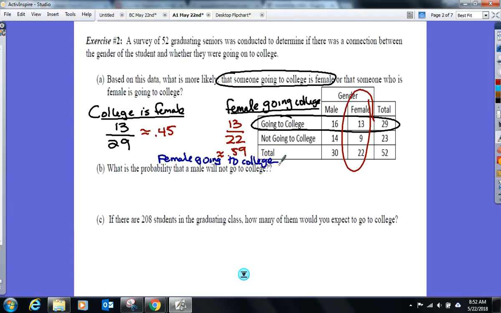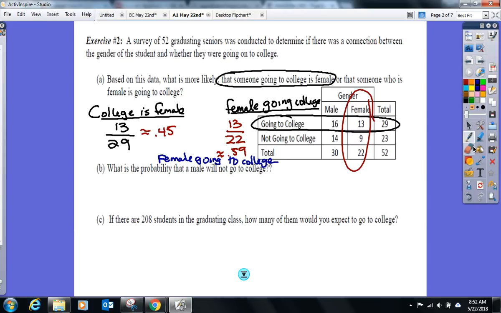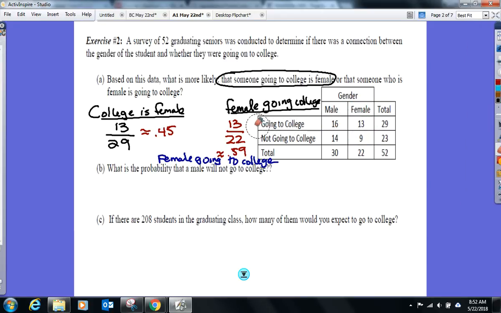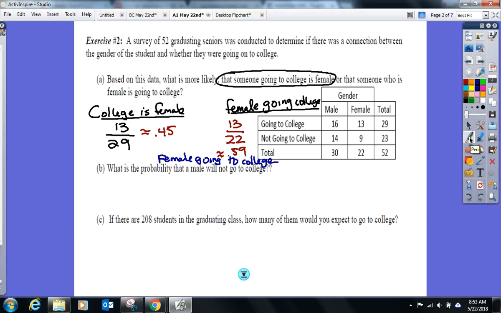Okay, female going to college. Probability that a male will not go to college. So what column are we looking under here? Which column are we going to look under here? Male or not going to college? What's the probability that a male will not go to college? Hannah? I'm looking under male, yep.